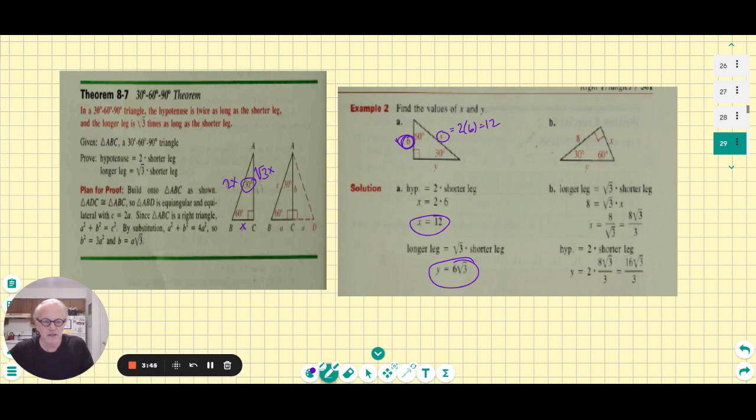Sometimes we don't know the length of the shortest side, so we have to divide back to get that. So in this case, the side we know is across from the 60, and we know that that is square root 3 times the shortest side. So in order to get the shortest side, we have to divide by square root 3. And then when we do the rationalization, we end up with 8 square root 3 over 3. So now once we have found the short side, to get the hypotenuse, we just multiply this by 2, and we get 16 square root 3 over 3.